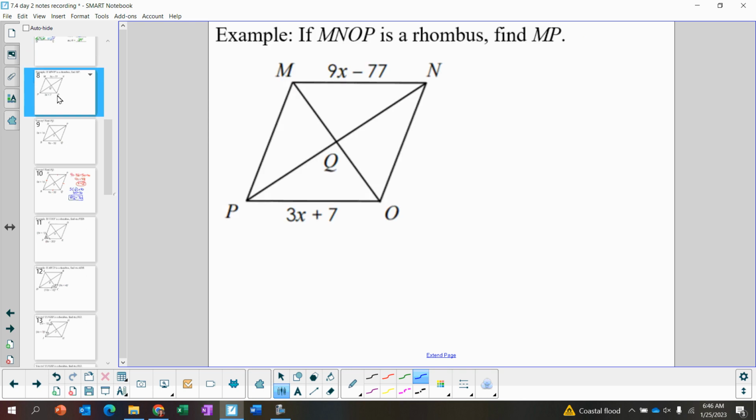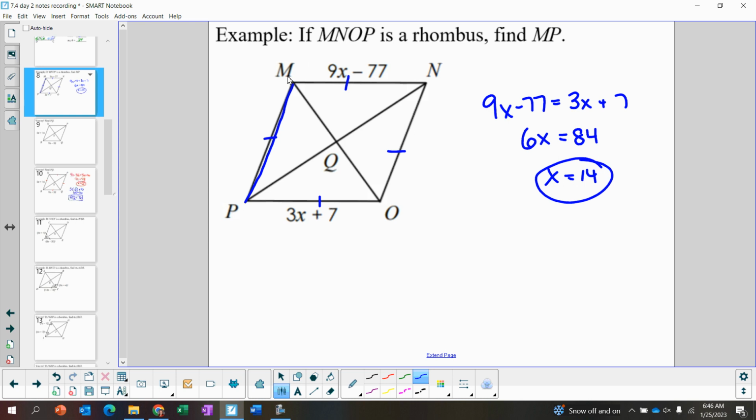All right, so in this next one, it tells me that it's a rhombus, and I want to find the length of MP. And because subtract 3x, that's 77, so we get 6x equals 84. Divided by both sides by 6, I get x equals 14. So MP, anything equal to either of these, this seems easier to plug in. So I'm going to take 3 times 14 plus 7. So we get 42 plus 7. So that means MP equals 49.